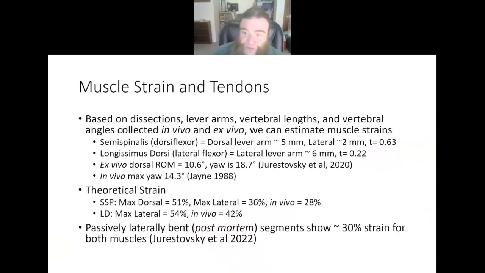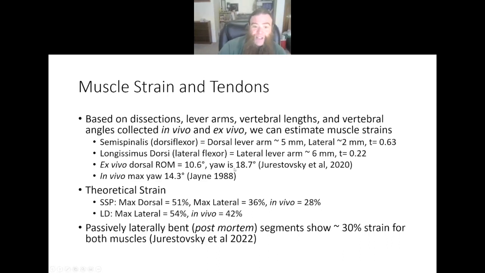So now we've figured that out. We've got our lever arms now, and we can do some estimates. And we've got some estimates I've pulled here from our largest corn snake. We've got dorsal lever arm, lateral lever arm, and the tendon ratio for the semispinalis, which is a dorsiflexor. It's pulling the body upwards, as well as repeating this for a pure lateral flexor, the longissimus dorsi, which has basically no dorsoventral aspect. It's just bending the body sideways.